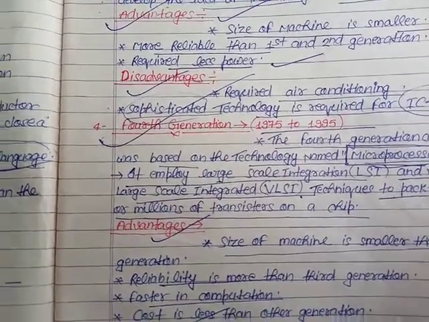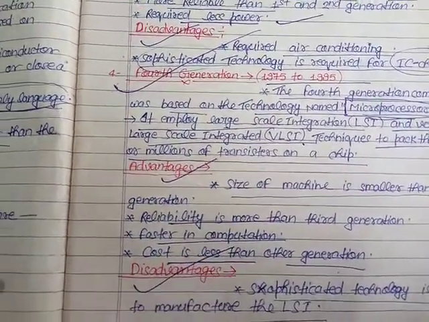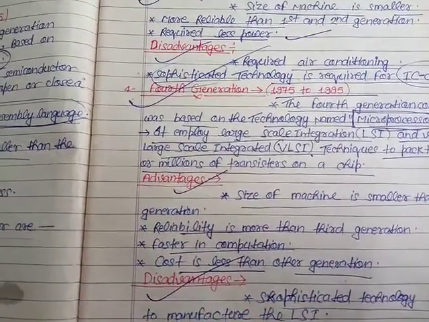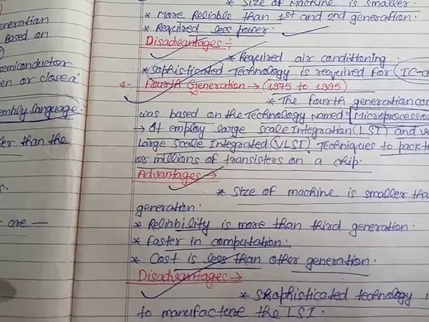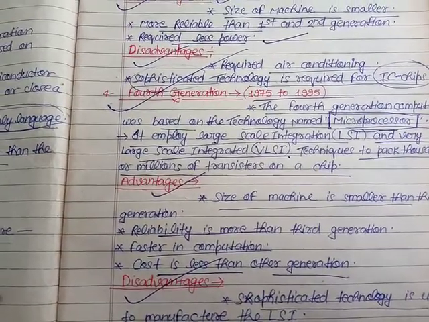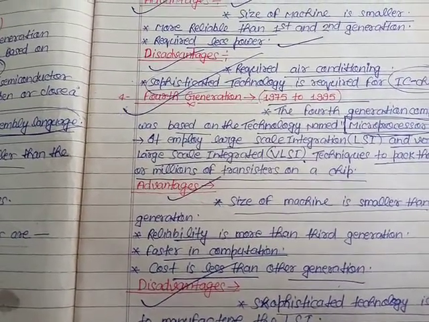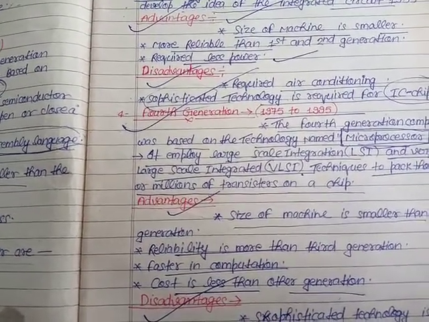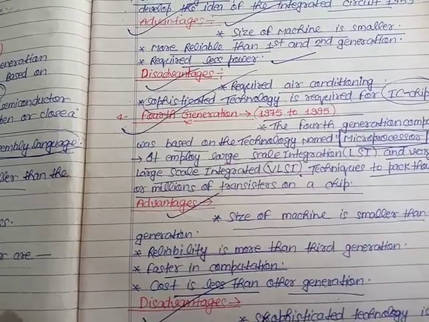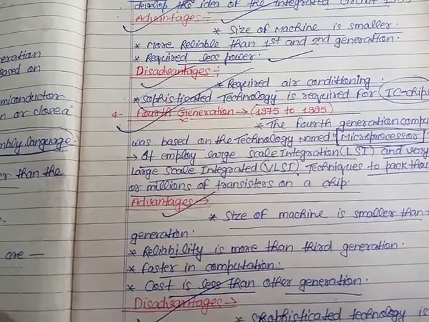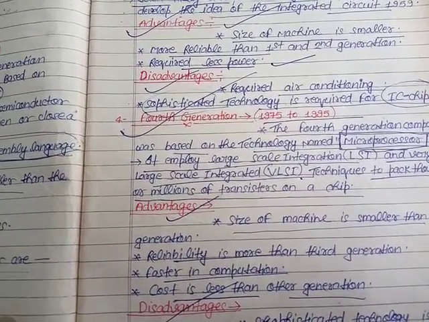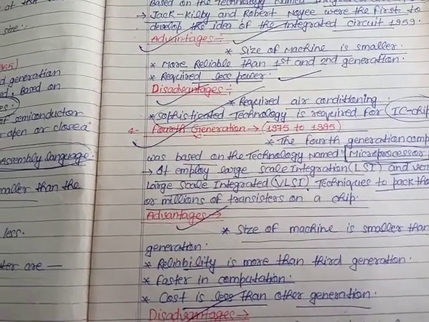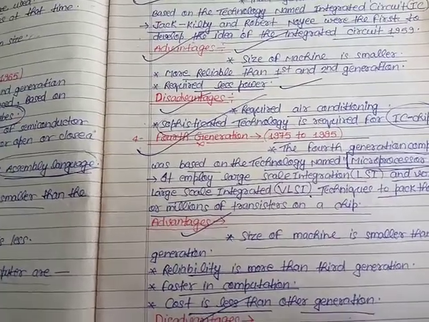Now the advantages. Some advantages make it specific from previous third, second and first generation. The size of machine is smaller than previous generations, and reliability is more than third, second and first generation. Faster in computation: fourth generation of computer is faster due to microprocessor. Cost is less than other generations. Fourth generation of computer is less costly than previous generations.